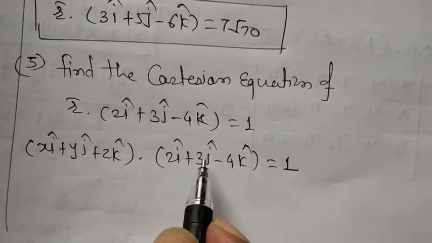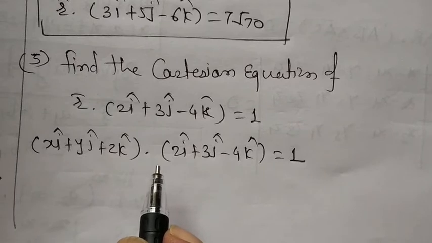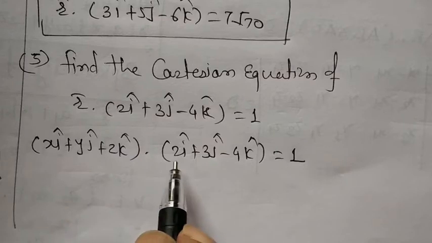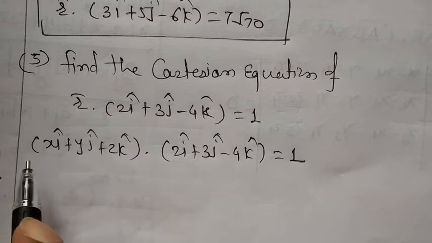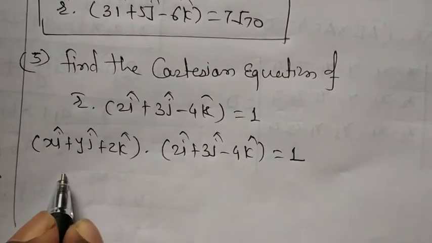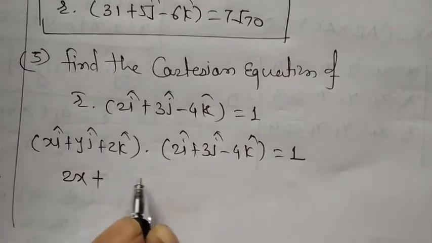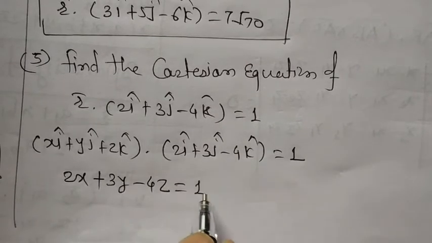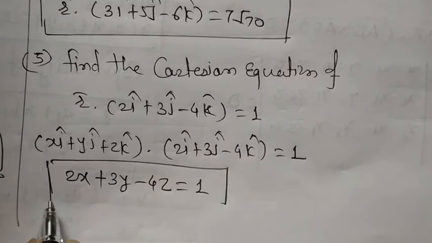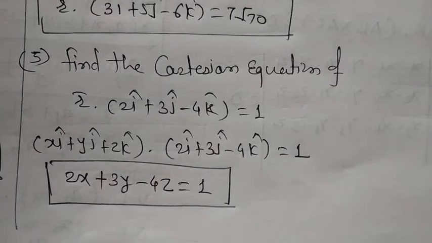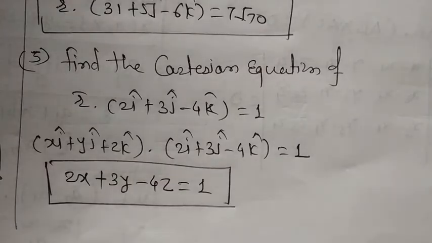Then take a dot product. We know that in the previous period, we understood the dot product very well. Just take i dot i, j dot j, and k dot k, because the remaining ones are 0 and i dot i is 1. That is x into 2, that is 2x plus 3y minus 4z equals 1. This is simply converting vector form into Cartesian form, and that is very simple. You can do it easily, the same as the other examples.